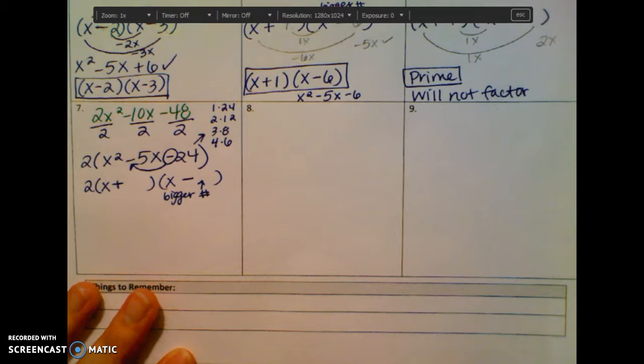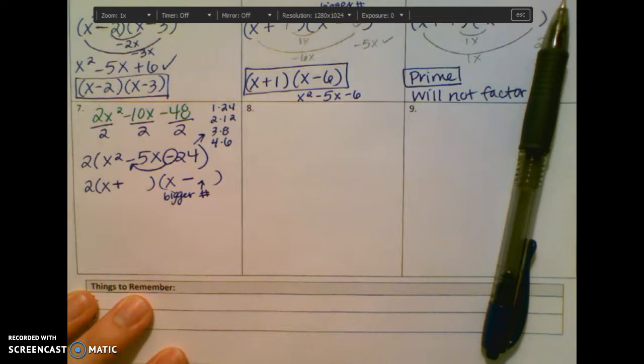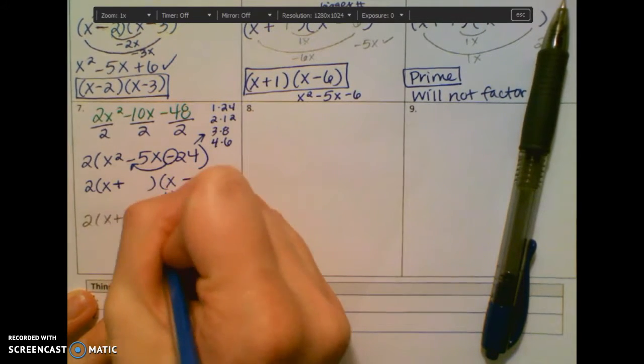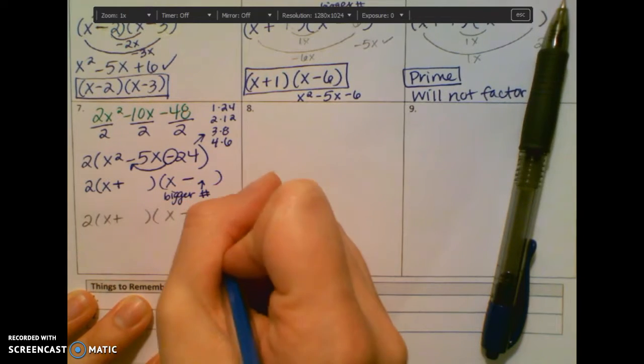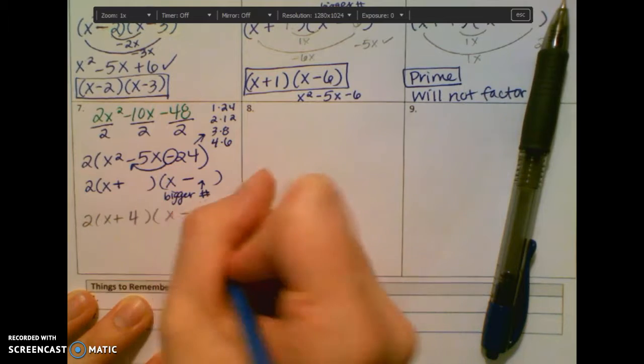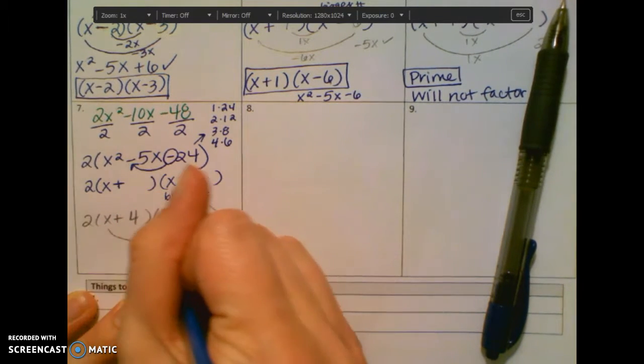So now we need to try out some numbers. We have 4 and 6. Usually I start at the bottom, so that's what I'm going to start with. I'll just go ahead and rewrite it here because I wrote that. So I have x plus 4, x minus 6. We've got to put the bigger number there, and now we need to see if it works.